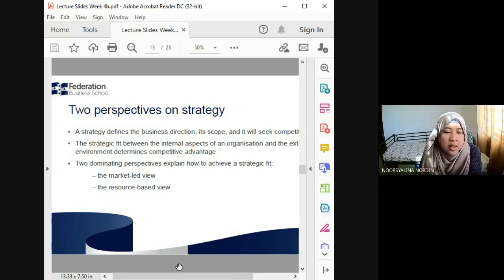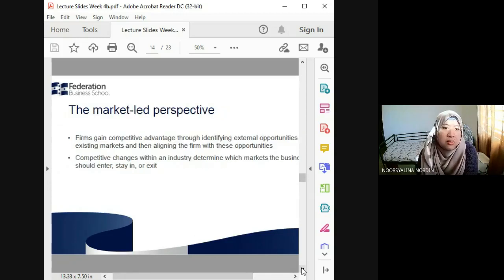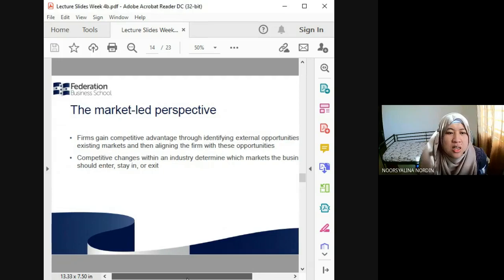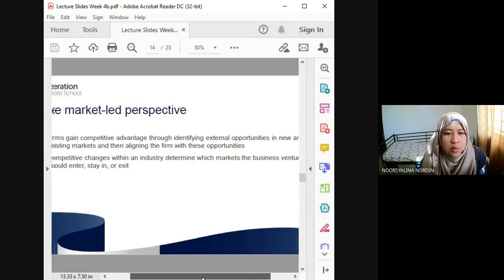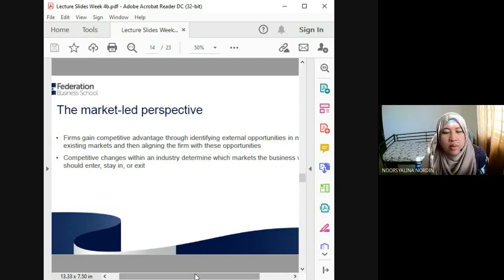Then there are two dominant perspectives that explain how to achieve strategic fit: the market-led view and the resource-based view. The market-led perspective means the firm gains competitive advantage by identifying external opportunities in new and existing markets and then aligning the firm with these opportunities. Meaning, they might use SWOT analysis, including opportunity and threat, which is what you have to face in the existing market, and how you want to align your business with this trending market and the opportunities you have to get.